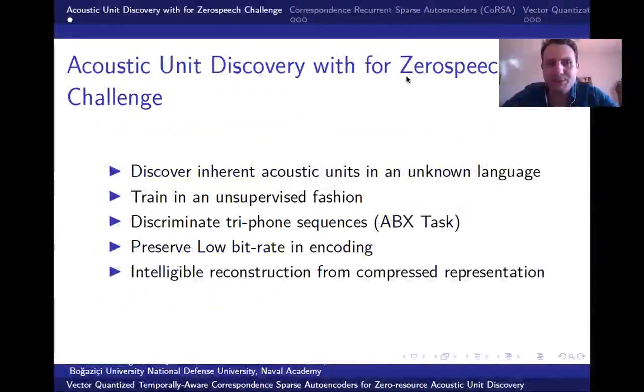The task studied in this paper is the Zero Speech 2019 challenge, in which the participants are required to discover the inherent acoustic units in an unknown language in a completely unsupervised fashion. The defined metric for success is called ABX, where pairs of triphone sequences are given and they are compared using dynamic time warping. And this dynamic time warping is applied in the new latent space using several distance metrics, so that the ABX error and the bit rate are minimized simultaneously. The low bit representation of the speech is then used as pseudo-characters to reconstruct the speech. Hence, the task is called TTS without T.